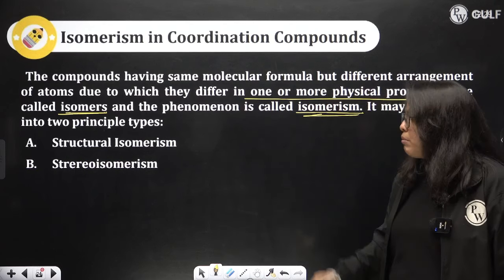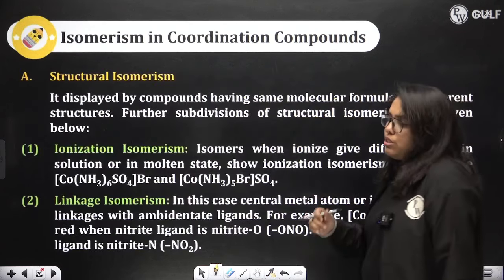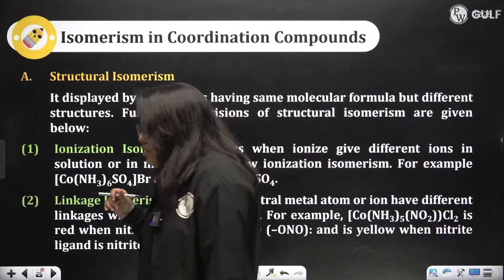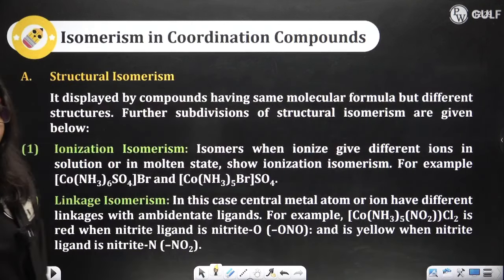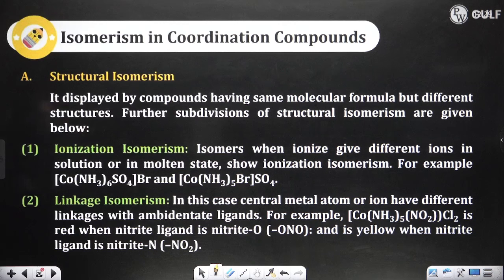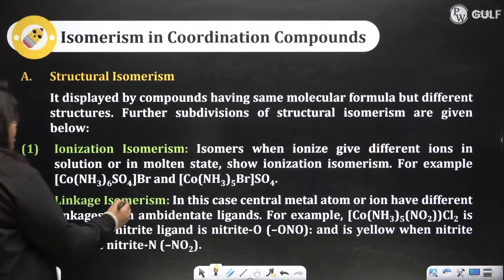Let's have a look at some examples of structural isomerism. Structural isomerism again is of 5 types. Starting off with ionization isomerism. As you can read, isomers that, when ionized, give different ions in solution or in the molten state show ionization isomerism. Basically, look at the counter ion, beta.